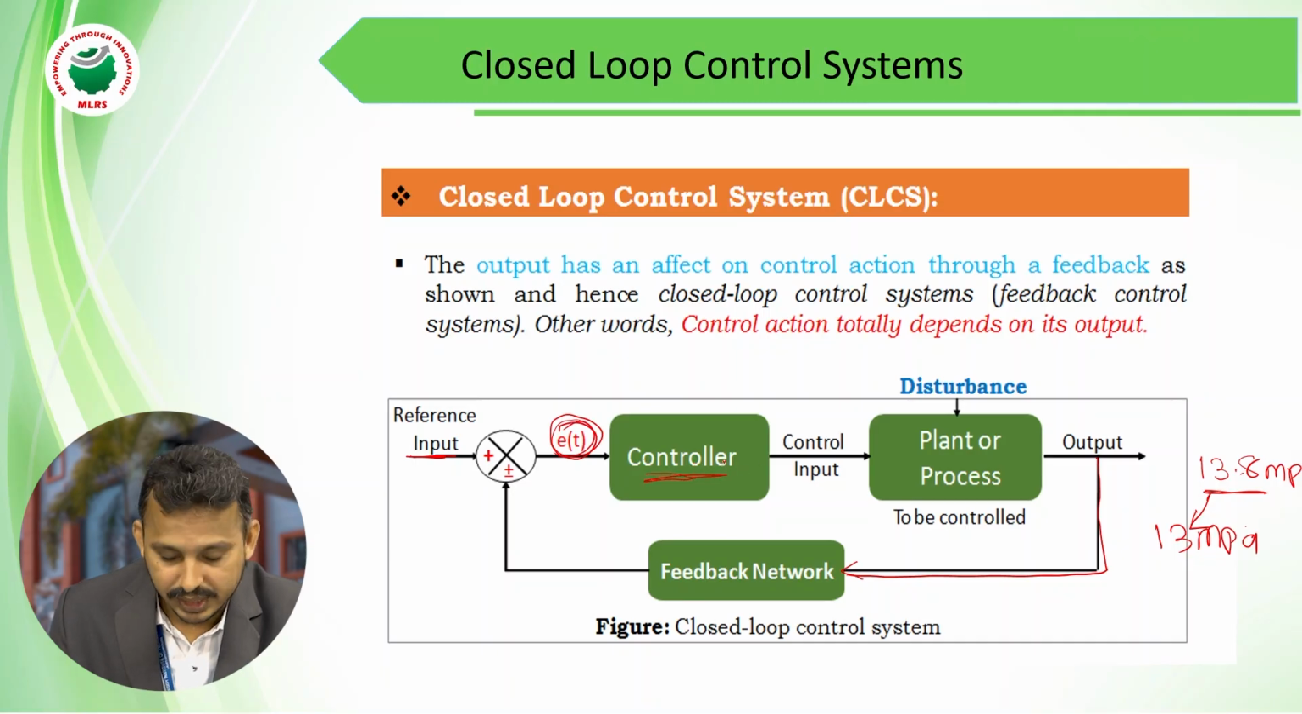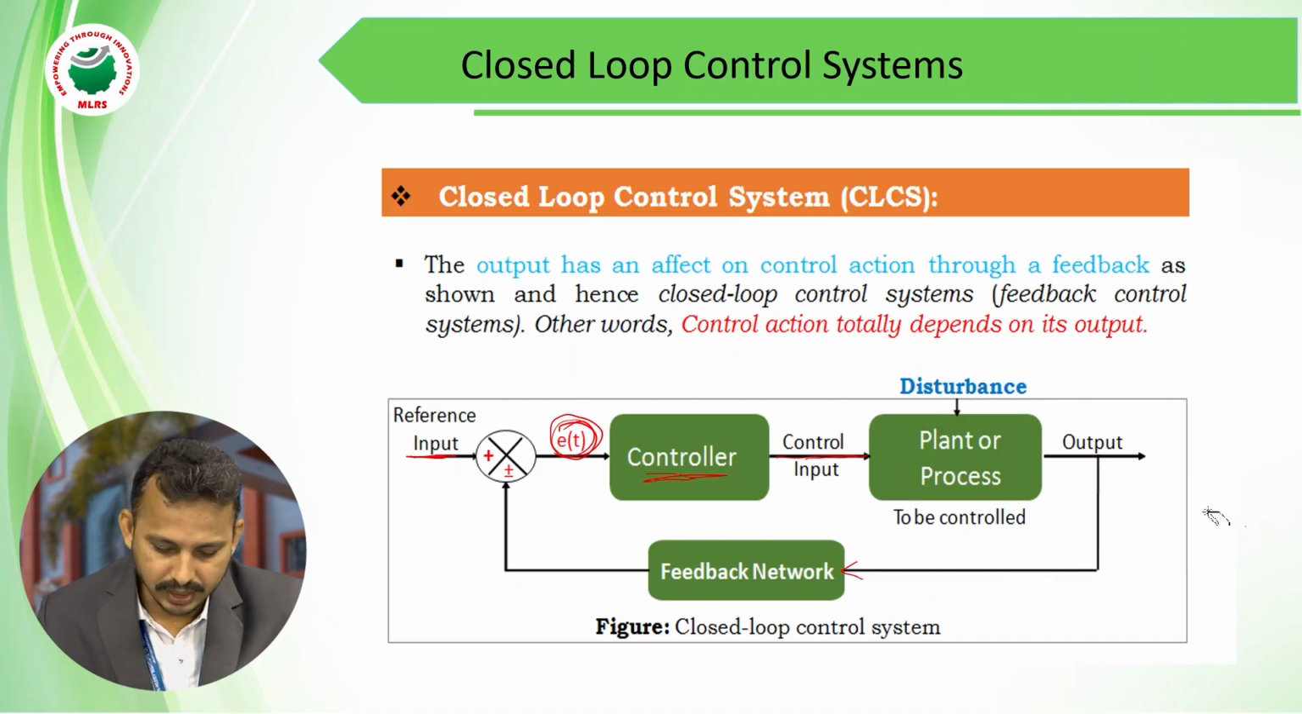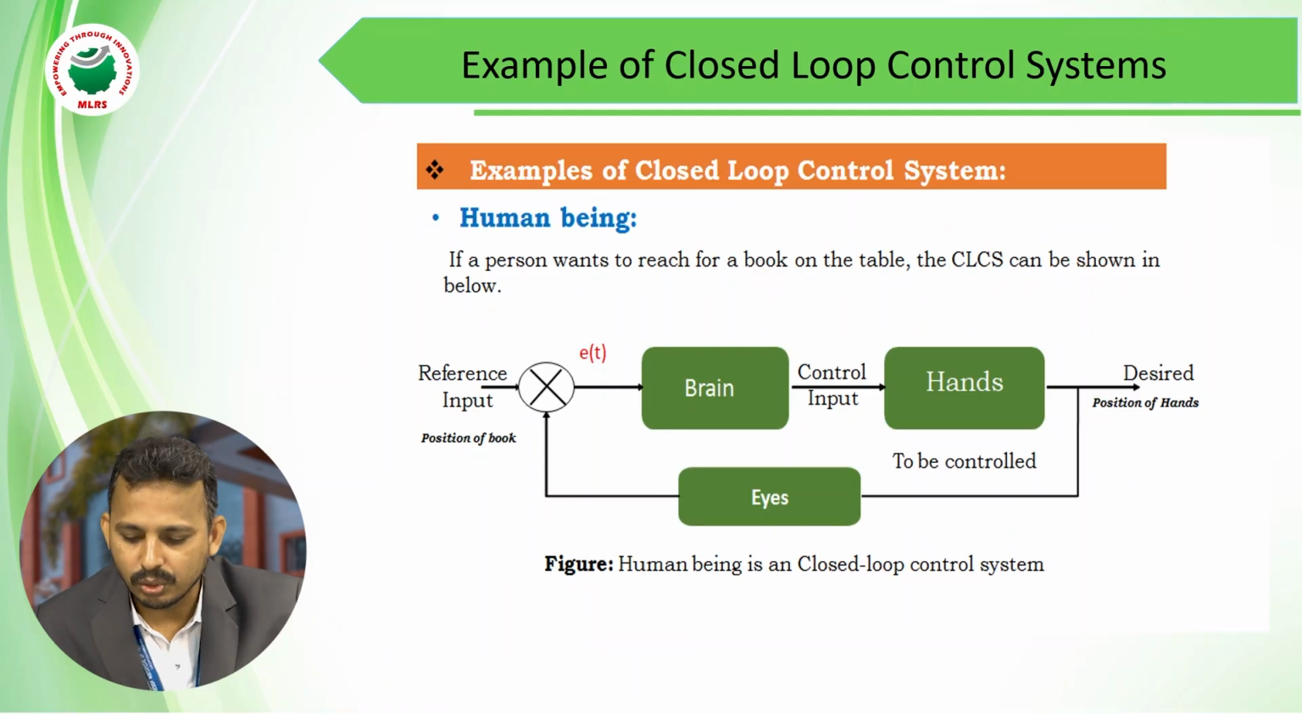So the controller will decide how much pressure I have to increase or decrease, and then the controller will give a command to the boiler temperature. It has to increase the boiler temperature, so that if the temperature of the boiler increases, the plant or process pressure will increase, and the desired pressure will be maintained at the main steam line. So this is an example of a closed loop control system.